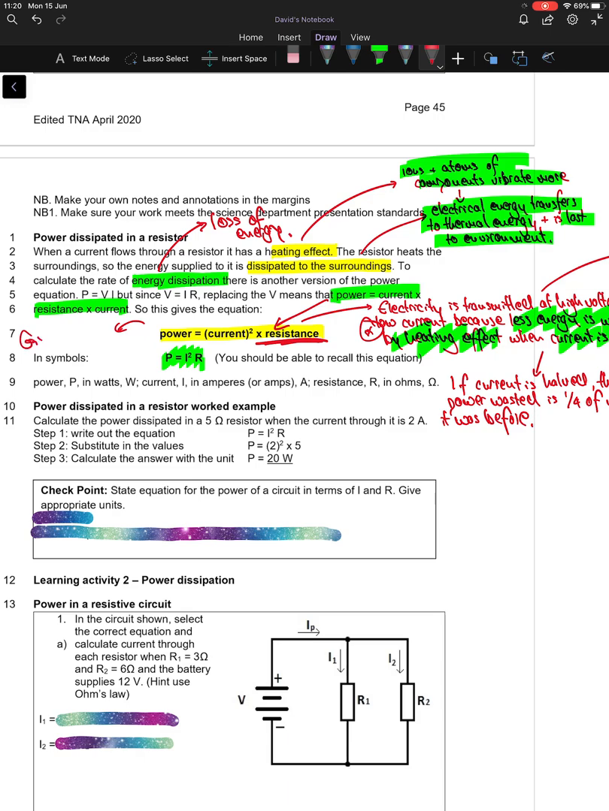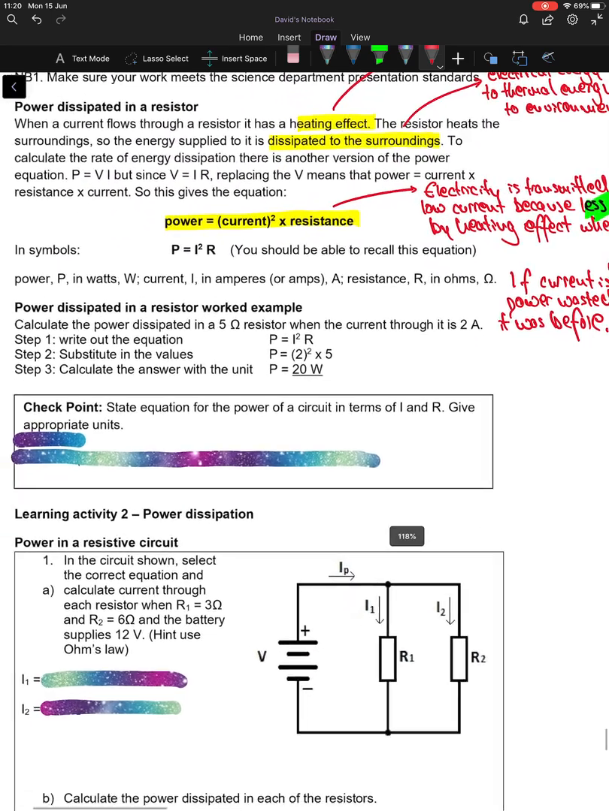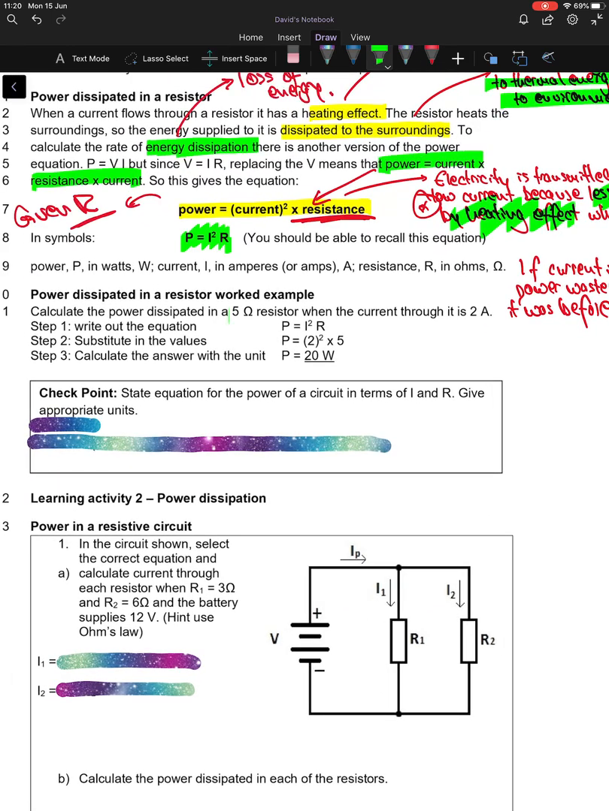But this type of equation is when you get given R in a question, not necessarily a V. So you might have a question such as the one below. Calculate the power dissipated in a 5 ohm resistor when the current is 2 amps. So 2 squared times 5 gives you 20.